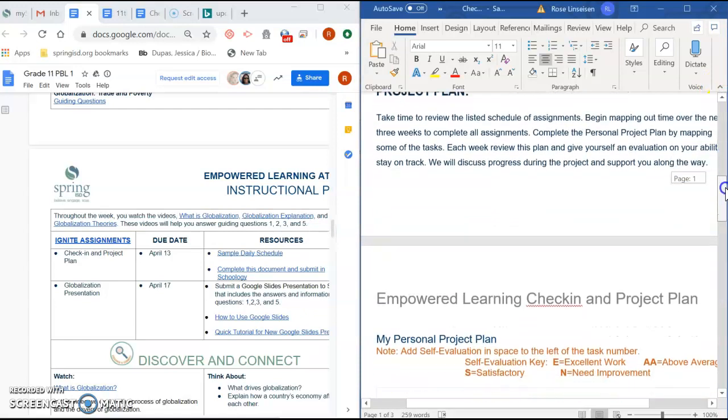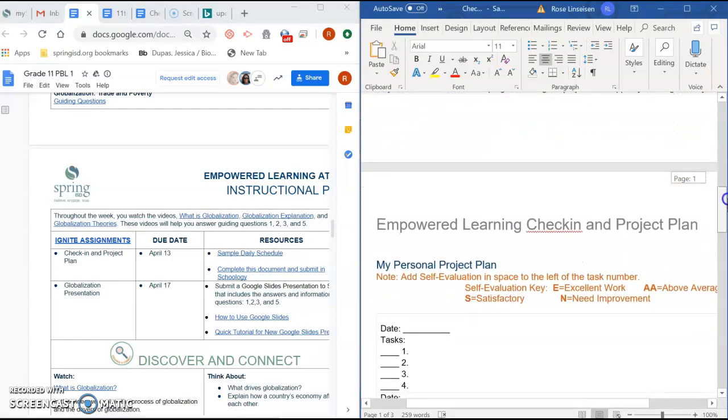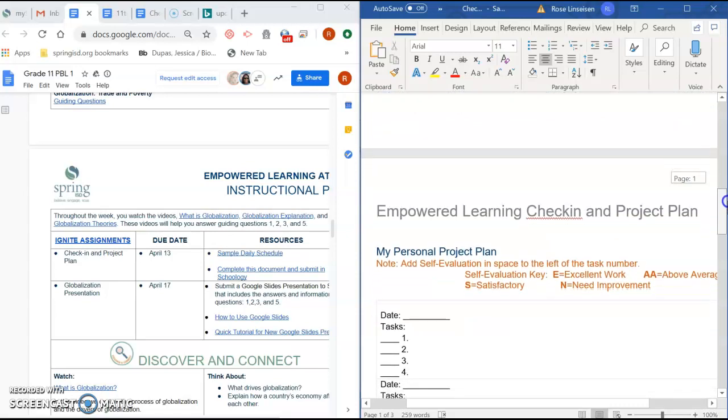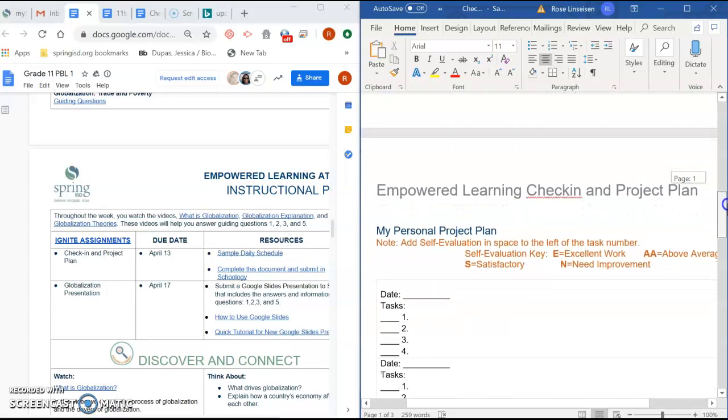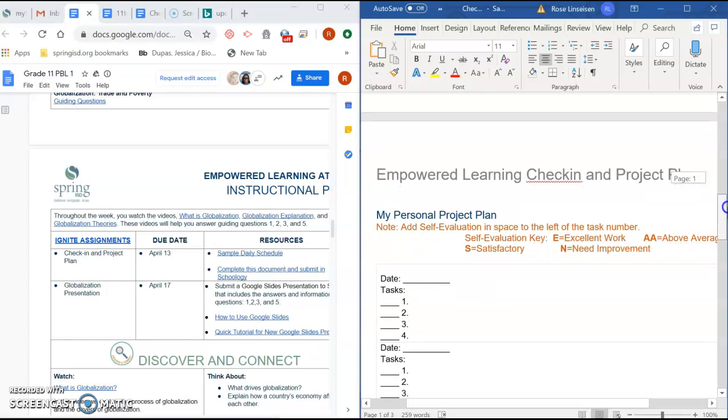So if you go down here, it says that you're going to evaluate yourself. I'm going to want to see this again at the end, and you're going to evaluate yourself: excellent, above average, satisfactory, needs improvement. It's okay if you need improvement. I need improvement all the time.